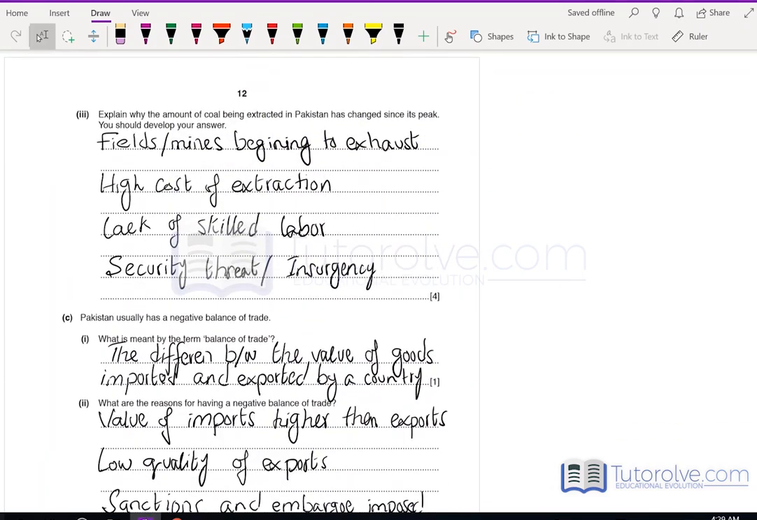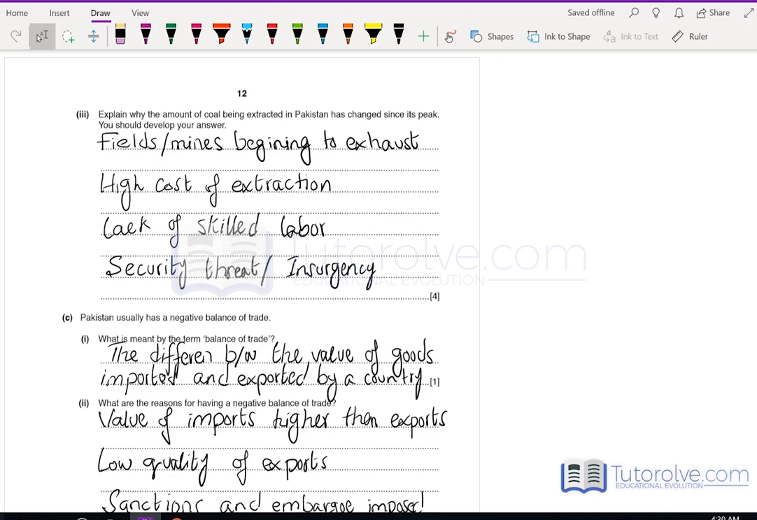Explain why the amount of coal being extracted in Pakistan has changed since its peak. Number one reason is that the mines are being exhausted because there had been a peak and there has been a large amount of production done. The chances of sustainable coal mining reduce, so therefore there is a decline. Second is that there is a lot of cost that goes into extracting coal. Since Pakistan is a developing economy, they don't have that much infrastructure to keep extracting coal at a higher rate.